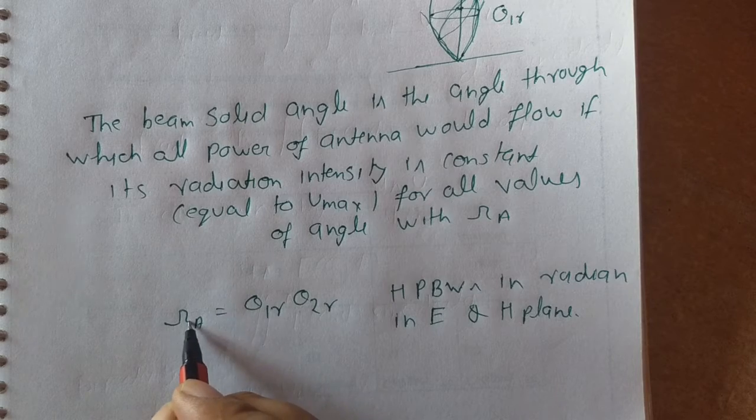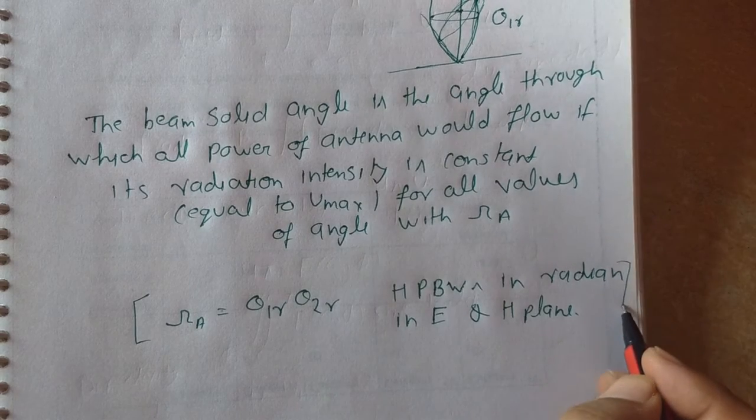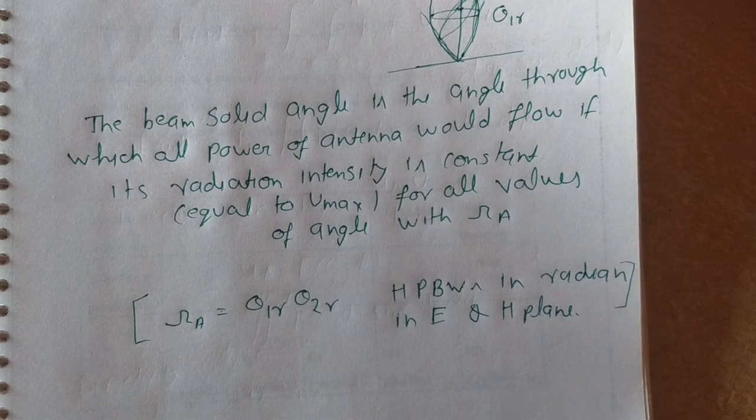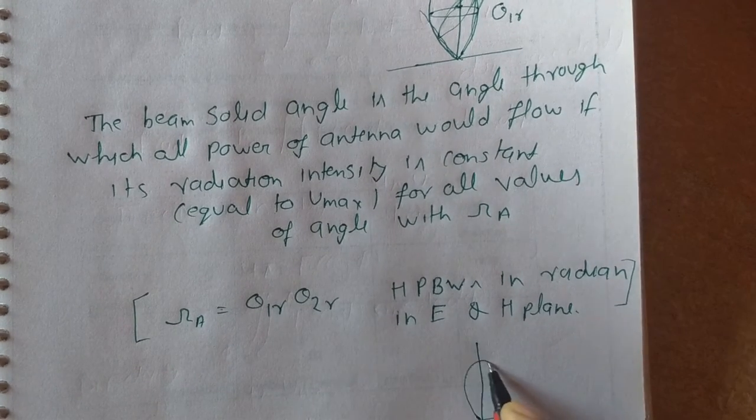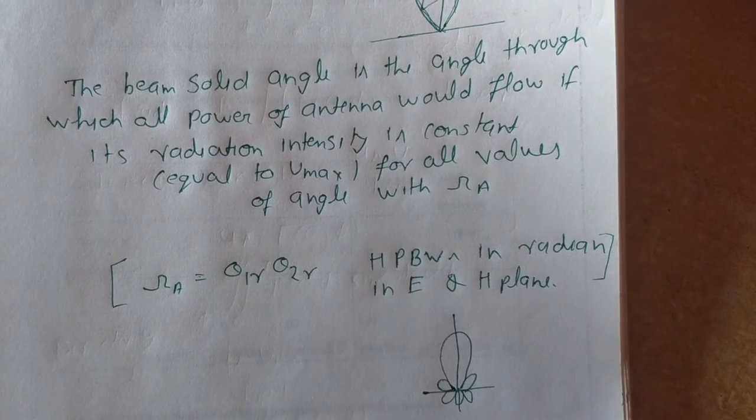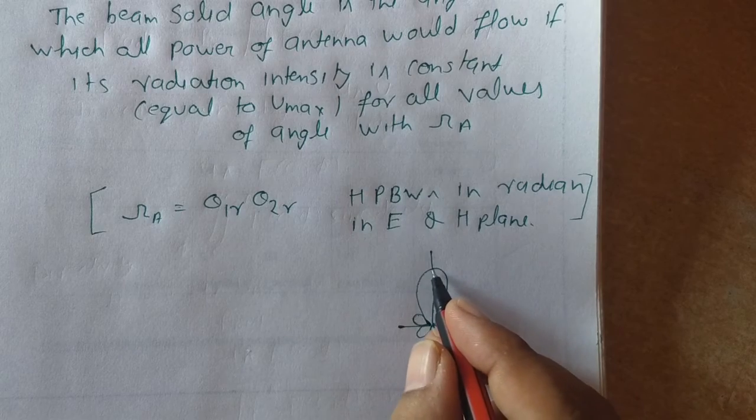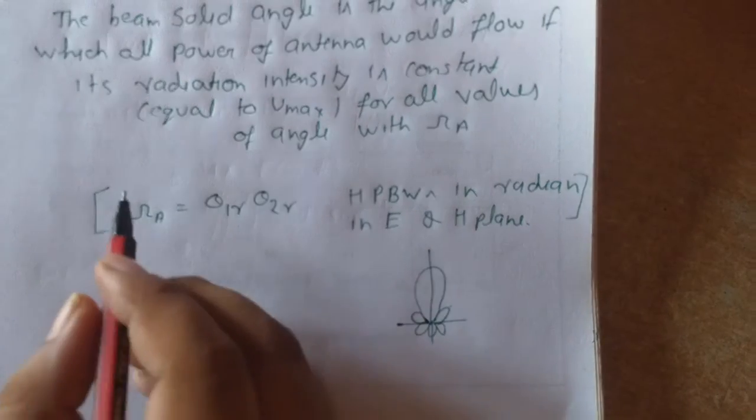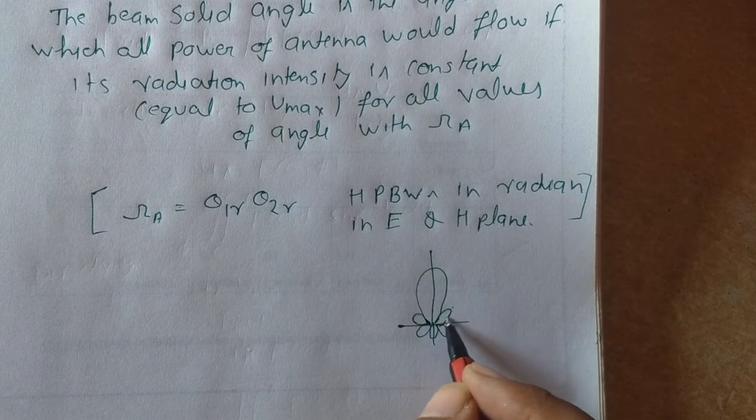Okay, so omega equal to theta 1r times theta 2r, and this formula is only valid if your radiation pattern has no side lobes. Okay, if your radiation pattern has side lobes, then this formula is not effective. If you have side lobes which are effectively high as compared to the main lobe, then this formula is not applicable. But generally we use this formula because side lobe levels are very low as compared to the main lobe. So this formula is only applicable if your side lobes are low.